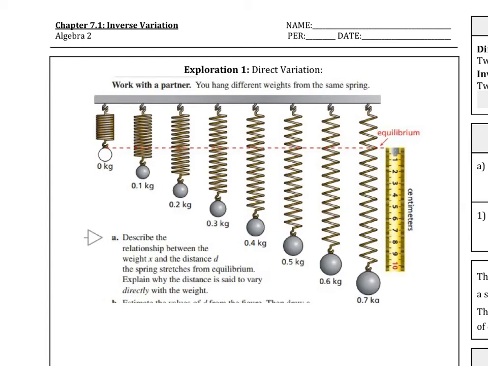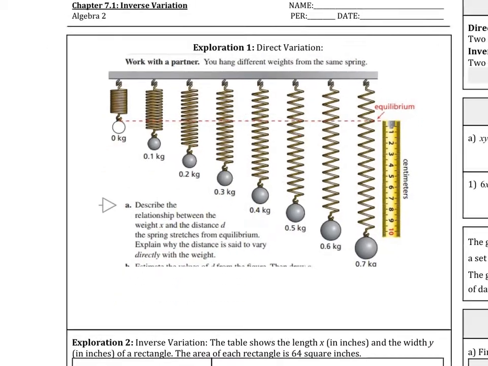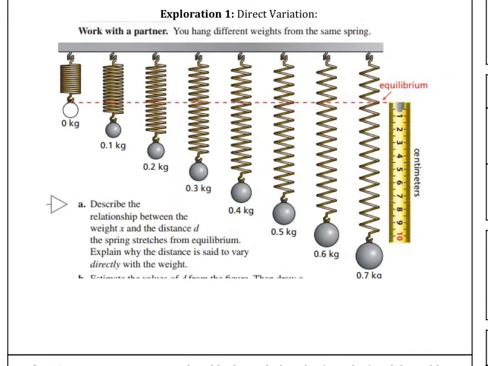Chapter 7.1, we're looking at inverse variation. So in this first exploration, we want to see the relationship of a weight and the distance of a spring. This is supposed to help us to understand direct variation. Notice here, first, if there's no weight, the spring isn't expanded. Then you add 0.1 kilograms, it expands, right? So this is the equilibrium. And so we're measuring the distance here.